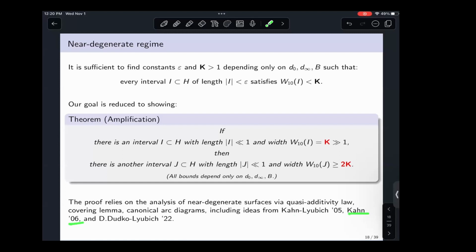And within his proof as well, he also used the language of canonical arc diagrams. This is basically a way of encoding degeneration of surfaces as arcs, as weighted arcs. And then this idea was also used recently by Dudko and Lyubich. And the motivation is different. This is on the study of uniform a priori bounds on neutral fixed points on single disks. Okay. This is where the terminology is also introduced.